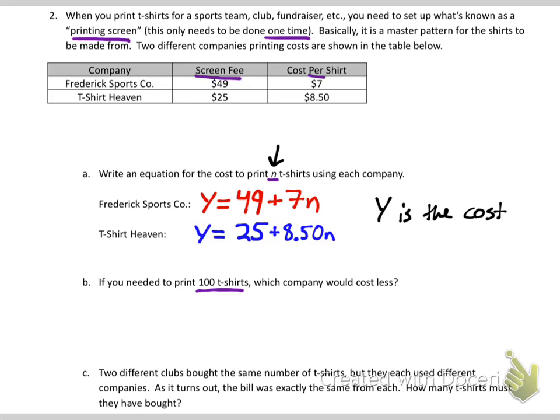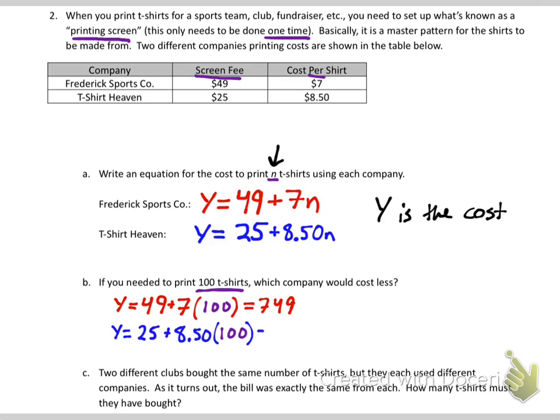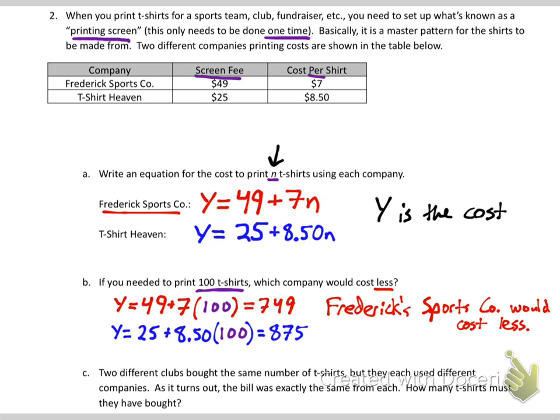All right, if we want to print 100 shirts, which company would cost less? Well, if 100 is the shirts, then let's plug in 100 for n and see which company is smaller when we plug it in for both companies. Let's see, the first one's going to be 749, and the second one will be 875. So the 749 costs less, the Frederick Sports Company. Let's write that out in a sentence. Frederick's Sports Company would cost less.